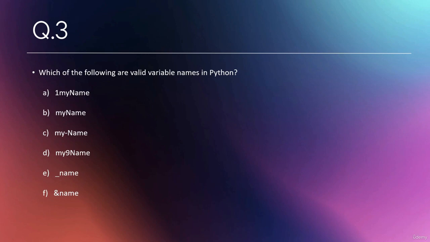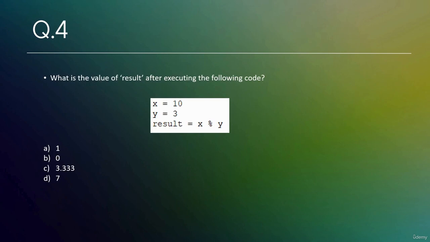So moving on to the answer, we have three correct names, three valid names. The first one is incorrect because it is starting with a number. The third option, C, is incorrect because it has a hyphen in the variable name, and the option F is incorrect because it is starting with a dollar or an ampersand sign. The other three, B, D and E options, are correct because in option D, the number is in between the variable name, and in option E, it is fine to start the variable name with an underscore.